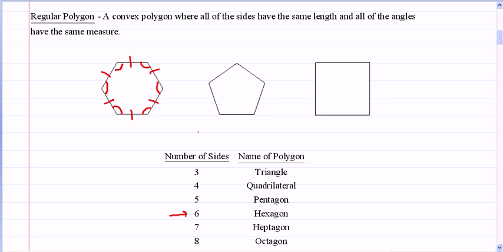This next figure has 5 sides, and a 5-sided polygon is called a pentagon. So same thing, to show that all 5 sides are equal, I put single dashes through it, and to show that all of the angles are equal, I put single arcs through them. And this third figure has 4 sides, so it's a quadrilateral, but more specifically, it's a square. And we know that a square has 4 equal sides and 4 right angles.